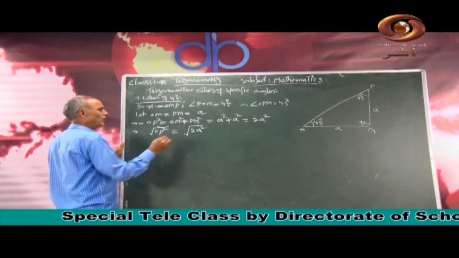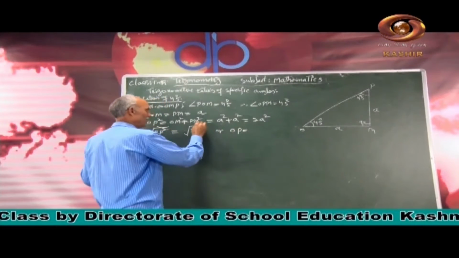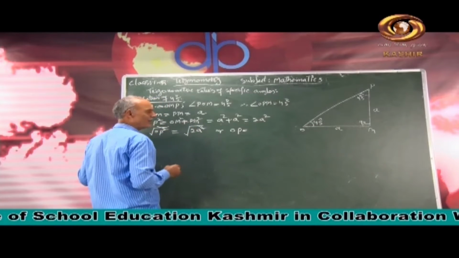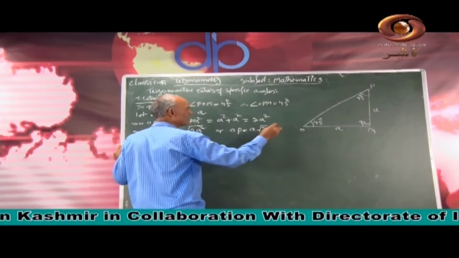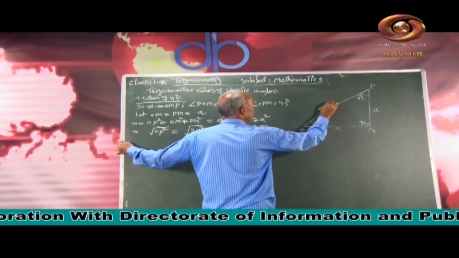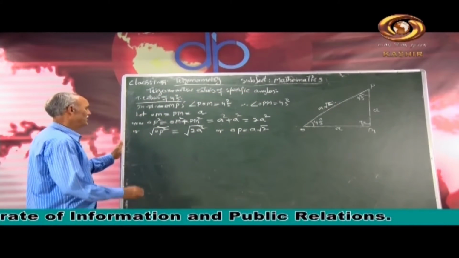So the length of OP will be equal to the square root of 2A square, and the root will cancel out for this A square. So A, but root 2 will remain. So this third side will be A under root 2. So we got the three sides of this triangle. Now we can find the T ratios.